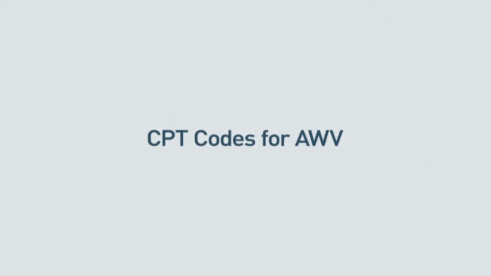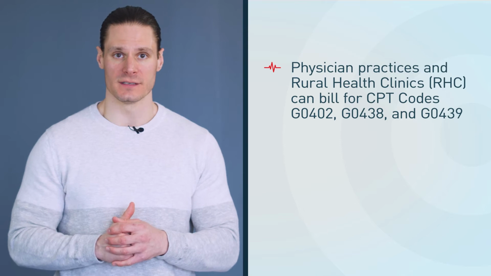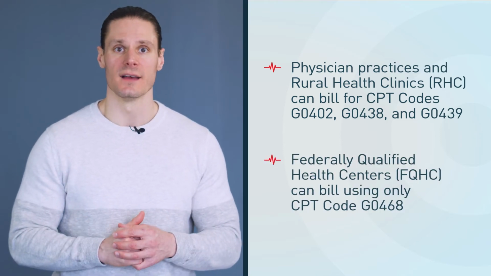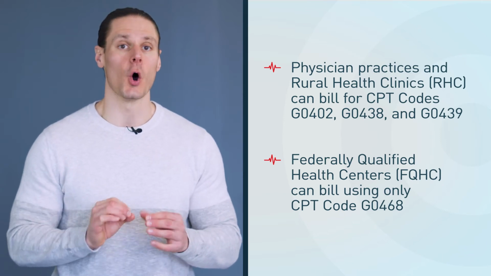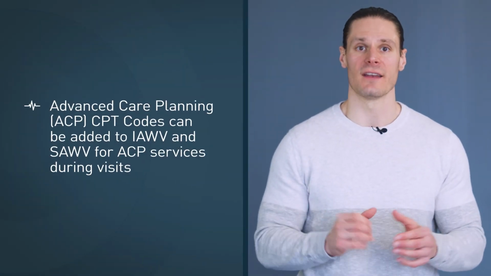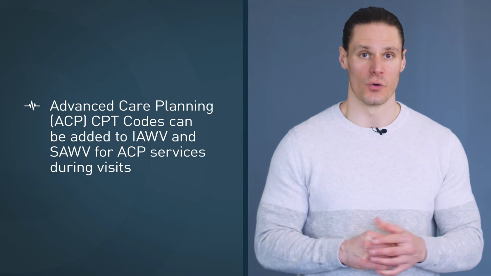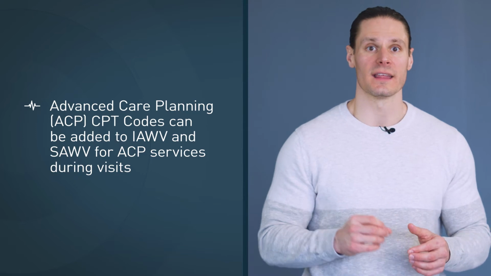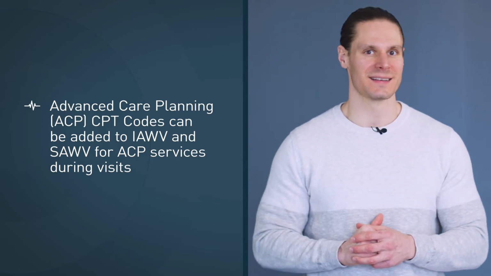Now, let's talk about the CPT codes for annual wellness visits. As a for-fee service or a rural health clinic, you can bill for 3 of the codes, but for federally qualified health centers, or FQHCs, there is one specific code you can only bill for. For initial annual wellness visits and subsequent annual wellness visits, you can also tack on an advanced care planning CPT code or codes if you have that important end-of-life discussion during the AWV exam. More on that to come in a bit.